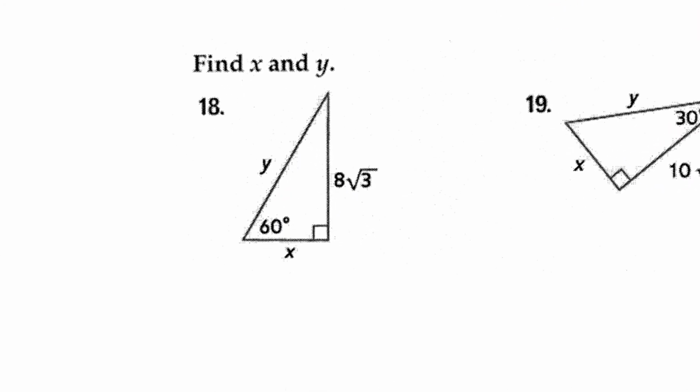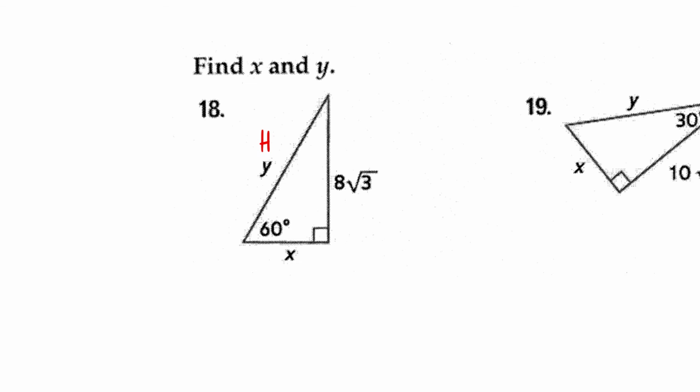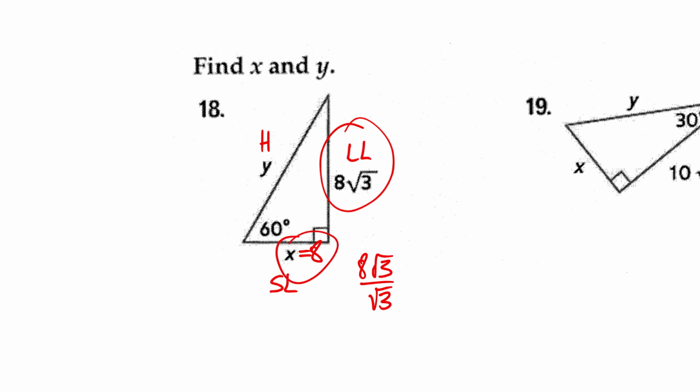Okay, next one, which one's the H? The Y. Which one's the long leg? 8 square root of 3, yep, and then the short leg is X. So on this one, I'm starting with the long leg. So I'm going to go 8 square root of 3 divided by the square root of 3. So what does that turn into? 8. Yeah, it turns just into 8, right? The square root of 3 cancels, just leaves 8. 8 times 1 is 8. Now from the short leg to the hypotenuse, just multiply it by 2. Just double it. So it's 8 times 2. 16.